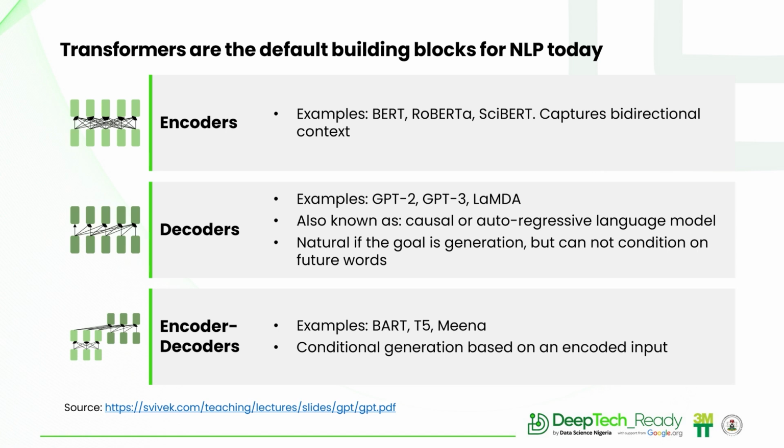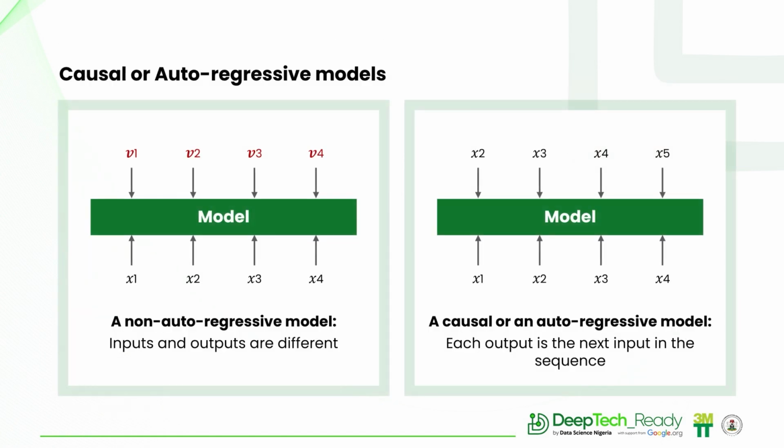Let's understand the difference between autoregressive and non-autoregressive models. In non-autoregressive models, the input and the output are treated as separate sequences. For example, in tasks like part-of-speech tagging, each word is assigned a label independently. There is no sequential dependency between the inputs and the outputs. Each word is processed individually.